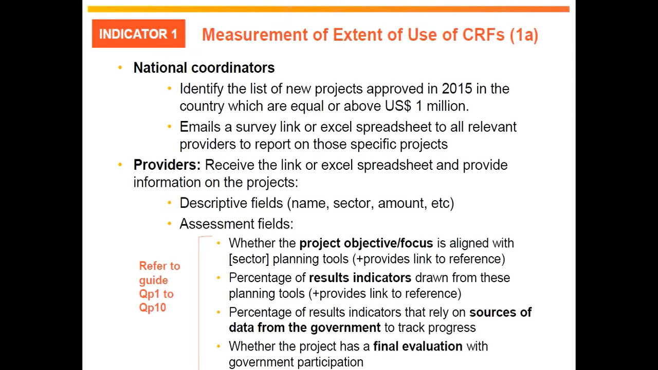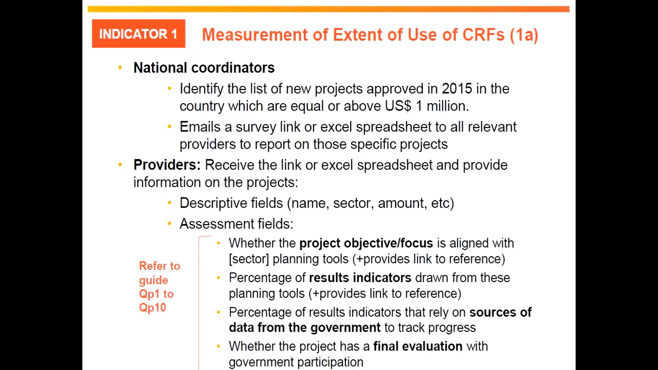As I mentioned, national coordinators are going to identify a list of new projects that have been approved in 2015 in the country by the different providers and are above this 1 million threshold. And they're going to share with providers the spreadsheet or the survey link to report and to gather this data for those specific projects. Providers are expected to fill in then for these projects some descriptive information: what is the name, the size of the project, when was it approved, etc.